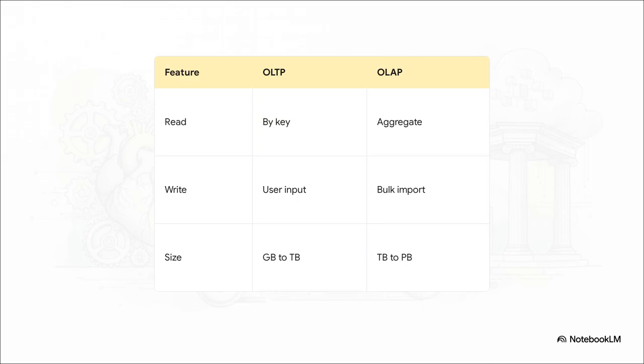OLAP, on the other hand, is your internal analytics engine. This is for decision support. A data warehouse ingests massive bulk imports and runs huge aggregate queries across petabytes of historical data. When you're crunching petabytes of data from the last decade to predict future trends, your disk bandwidth, literally the sheer volume of raw data you can force through the pipe, becomes your ultimate bottleneck, rather than just disk seek time.